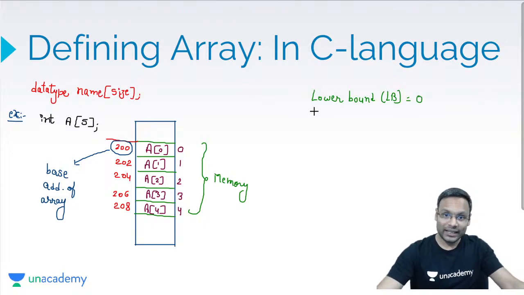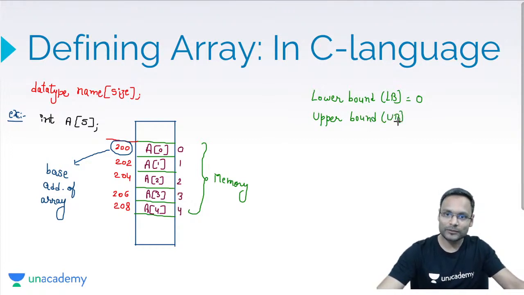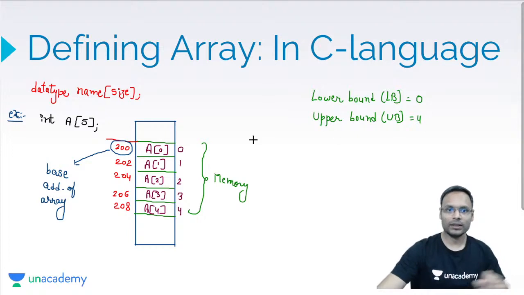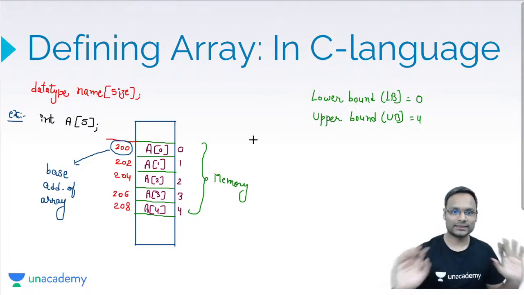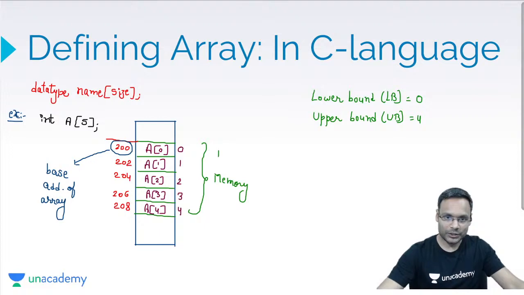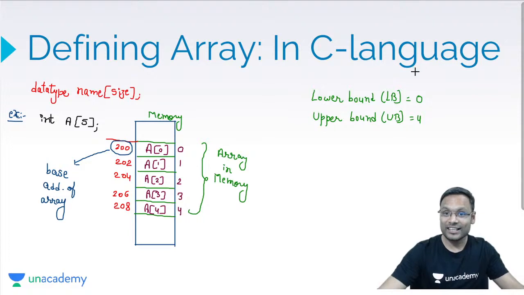Right? And in this particular example, what is the upper bound here? The upper bound is equal to 4 in my example. Got it? Very simple. I should write here: array in the memory. This is memory. Now, this is the C language.